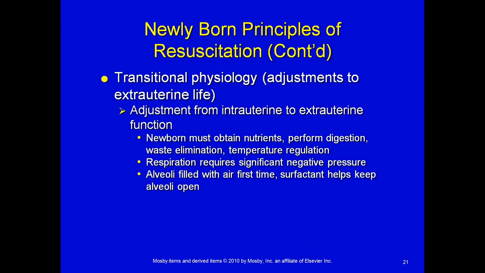The newborn must obtain nutrients and perform digestion and waste elimination and temperature regulation immediately upon birth. Initially, their first breath requires a significant amount of negative pressure. We typically talk about pressures of greater than 19 centimeters, even in an adult, causing dilation of the esophagus and air to go into the stomach during resuscitation. That's why the pop-off valves on your bag valve masks are usually set to pop off at 20 centimeters of pressure. It has really nothing to do with the volume of air, because once you reach a certain fullness of the lung, then it takes additional pressure to expand those alveoli. And once it exceeds 20 centimeters, then the pop-off valve goes off.